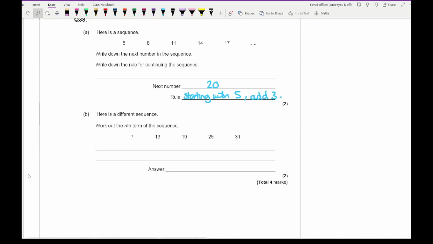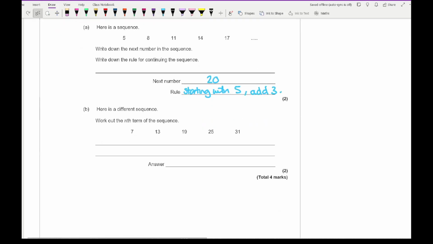And the next, for B, it says a different sequence, work out the nth term of this sequence. So again here, this is where I need to work out the difference. So here I'm adding 6, so I'm going to end up with 6n. What I have to do to get from 6 to 7, I need to add 1. So the formula then, or the nth term, is 6n plus 1.